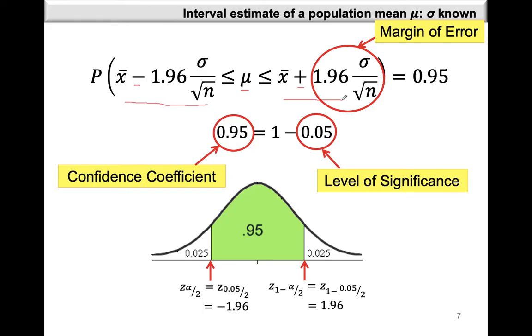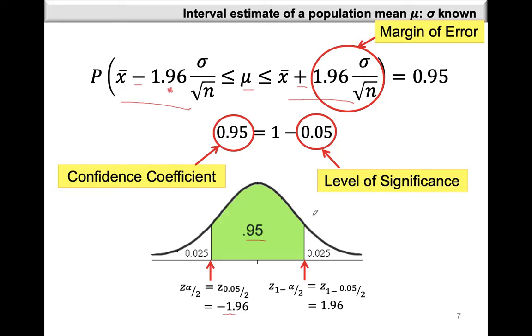So on the graph, we can see that 0.95 is the middle 95%, and on either tail we have 0.025, which will be our level of significance divided by 2. So now we can see that Z alpha over 2 in this case will be the Z value that gives us an area to the left of it of 0.025. So if we go to our tables, we'll find that Z value is minus 1.96, which is the same value here for our lower boundary.